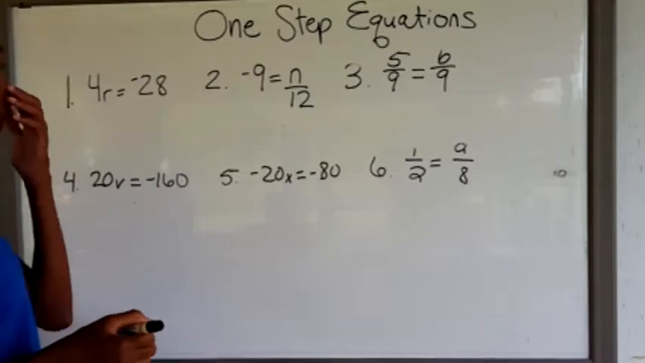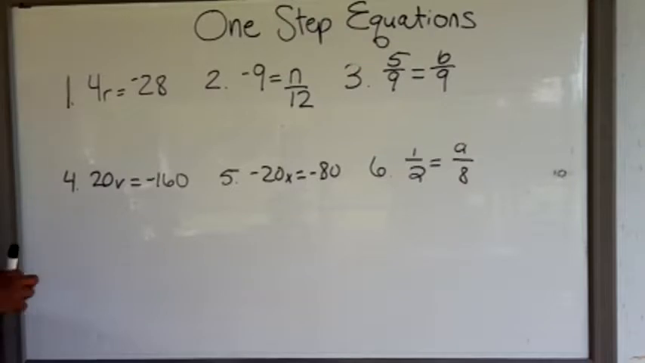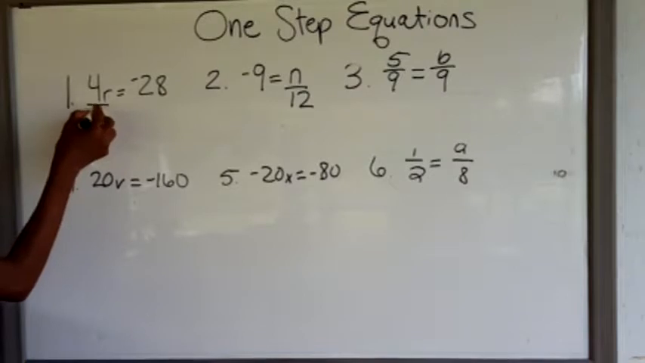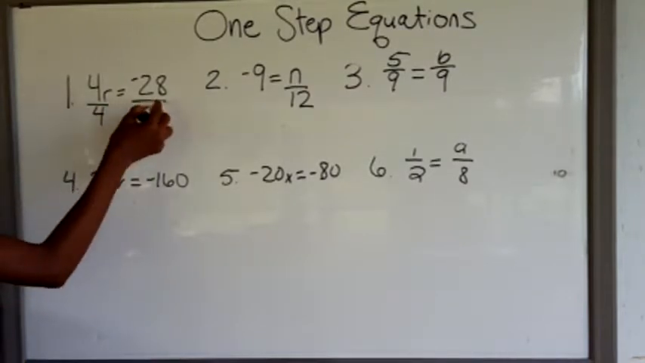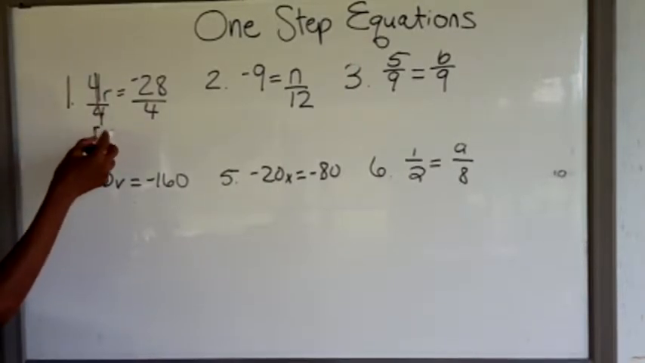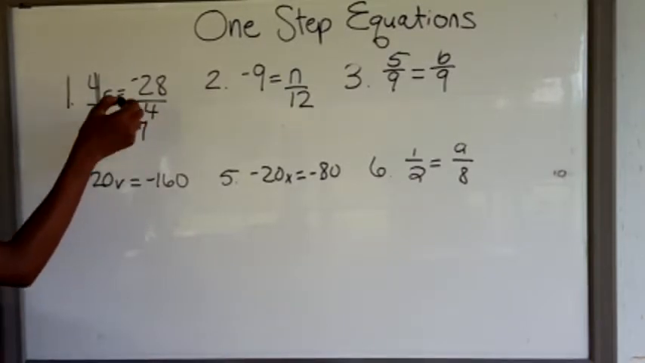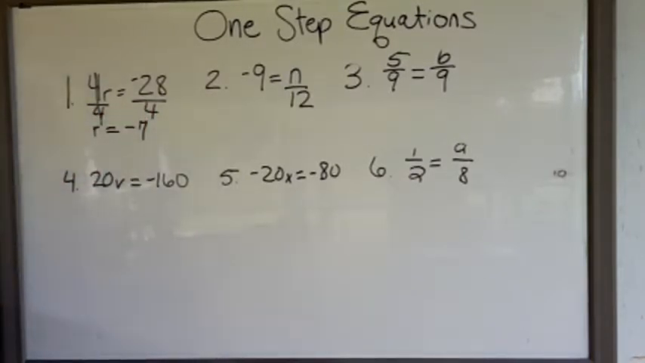Alright, so for the first one, we have 4r equals negative 28. So we're multiplying by our variable, so we're going to divide to get it by itself. So we divide by 4, and then we divide by 4. We do the same thing on both sides of the equation. These 4s cancel out and leave us with r. Negative 28 divided by 4 is negative 7, because a negative divided by a positive is negative. So if we plug that in, we get negative 7 times 4, which is indeed negative 28.